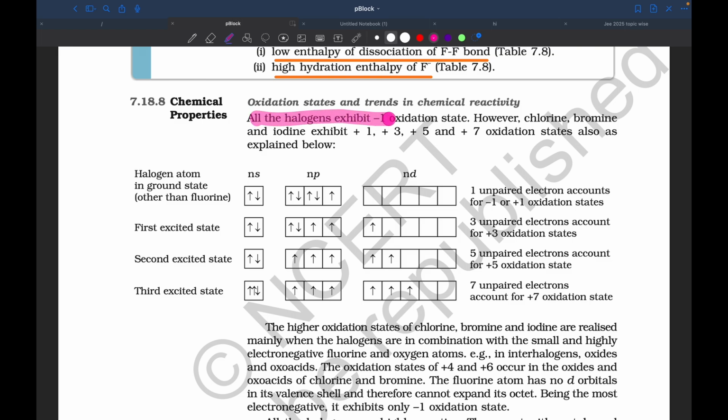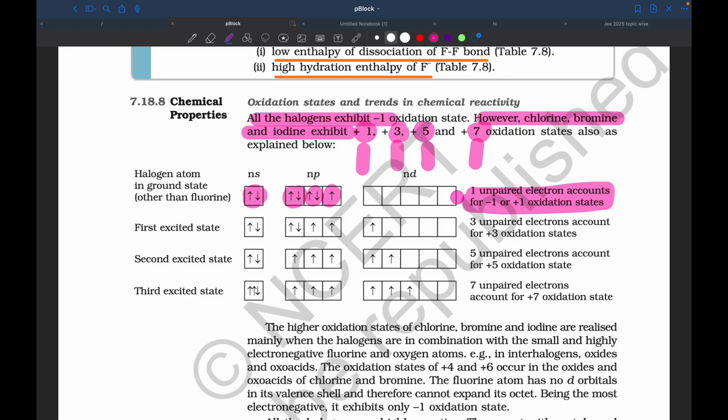All halogens exhibit -1 oxidation state. However, chlorine, bromine and iodine exhibit +1, +3, +5, +7. Right? +1 is in the ground state, +3 is in the first excited state, then second excited state, third excited state. So you can also check these ones. In ground state, you have 2 electrons in s orbital, 5 electrons in p orbital. In this situation there is only one unpaired electron, that's why it can exhibit either +1 or -1 oxidation state.